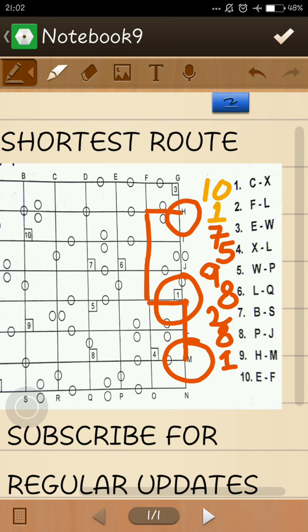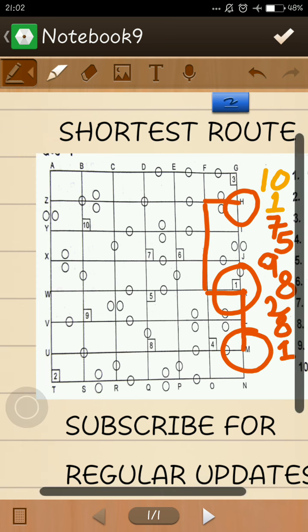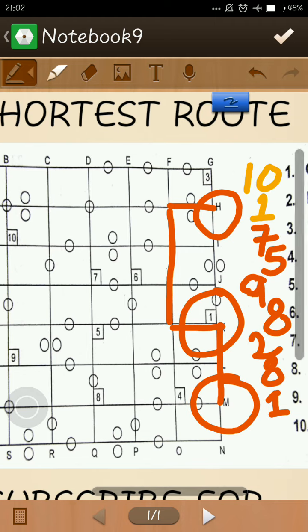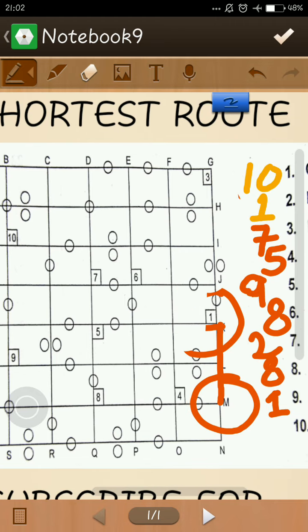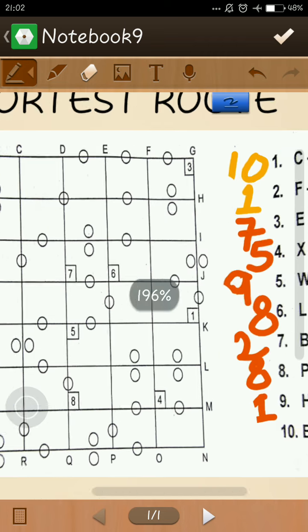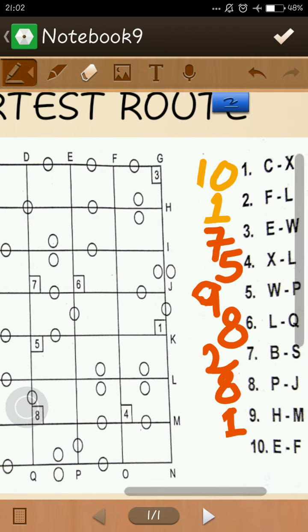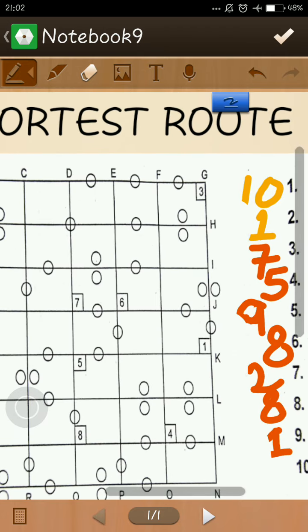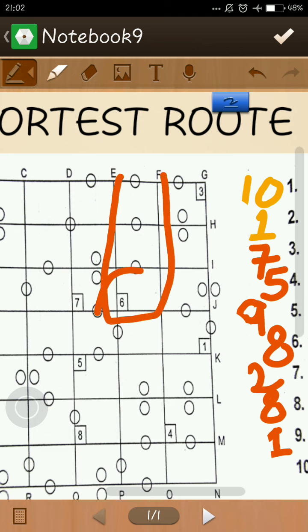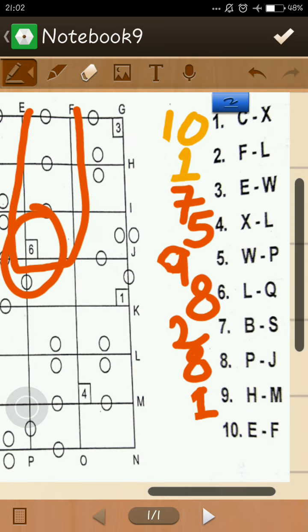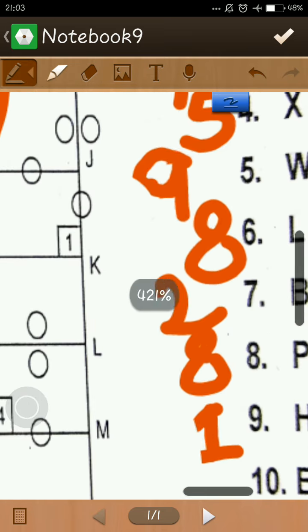Now comes the 10th question, that is E to F. This is very easy. E and F are both very close, so we will not have any problem finding the route between E and F. Look here. If I go from E, then I will have to choose this way, and by this way I will touch the 6 number platform or 6 number house. That's why the answer for this question is 6.